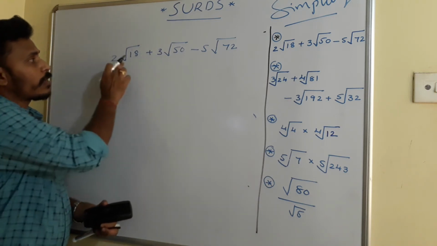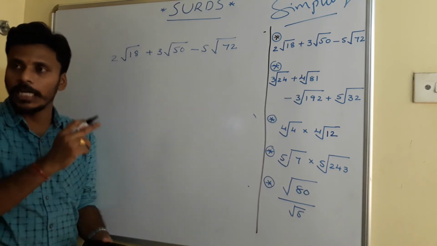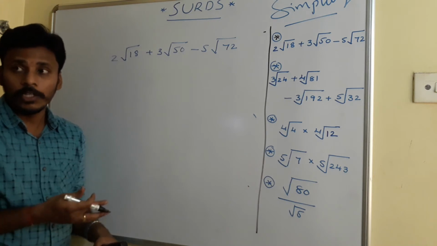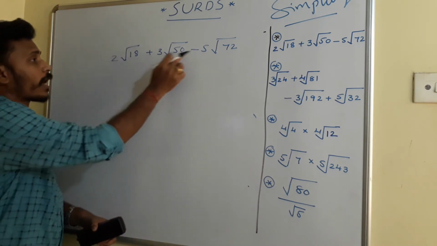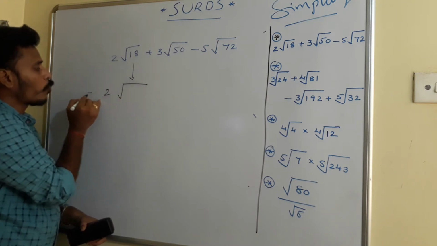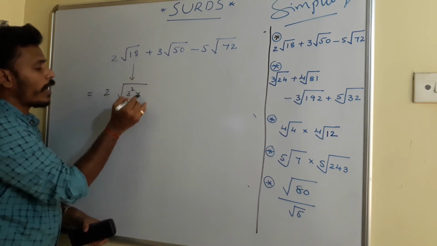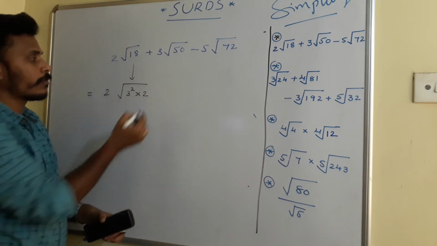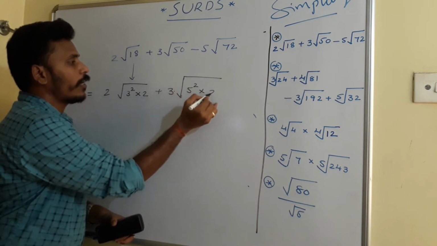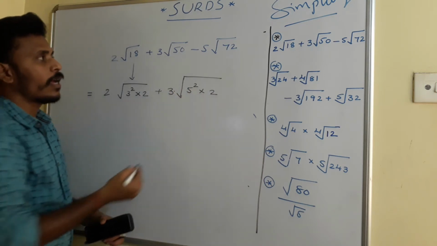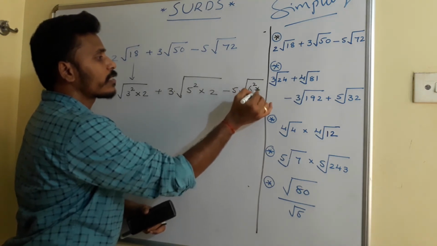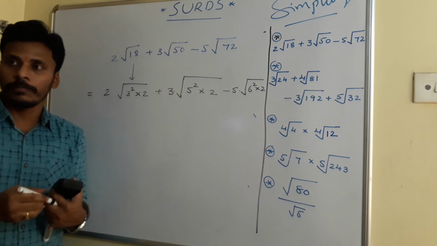Now if you look, all the surds are square roots, second order surds. Since the order is the same, you just try to convert them as similar. To convert them as similar, you need to prime factorize everything. This 2 into root 18 can be written as 3 square into 2, that is 9 times 2, 18. Plus 3 into root 50 can be written as 5 square into 2. And then minus 5 into root 72 can be written as 6 square into 2, 36 twos.